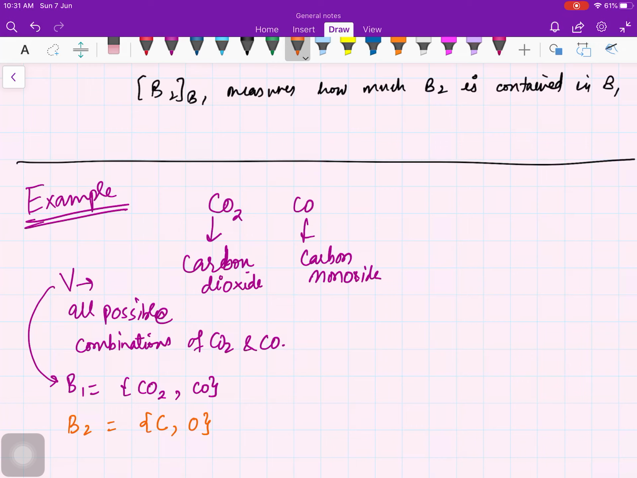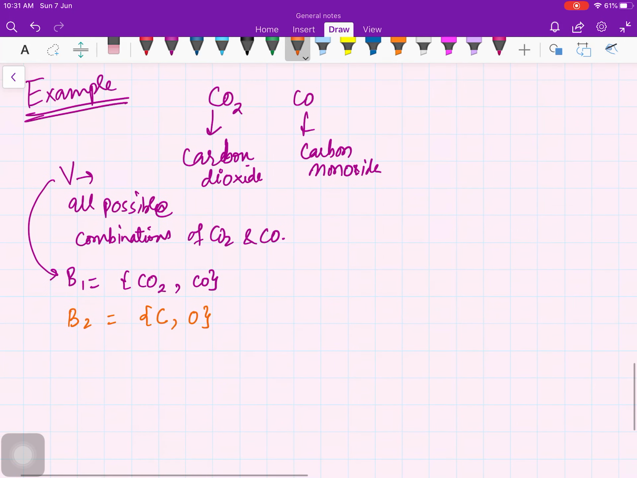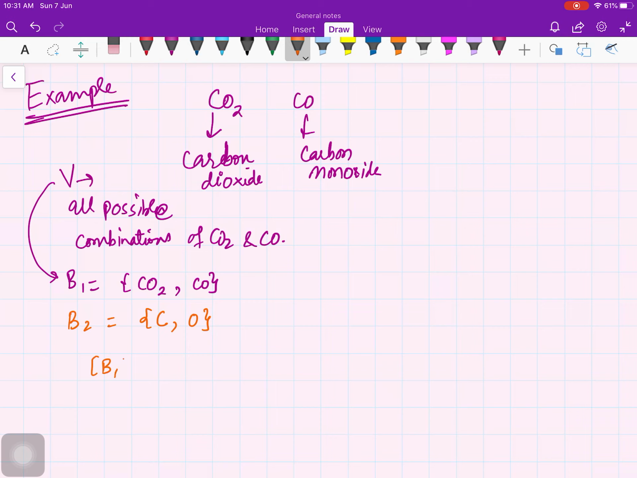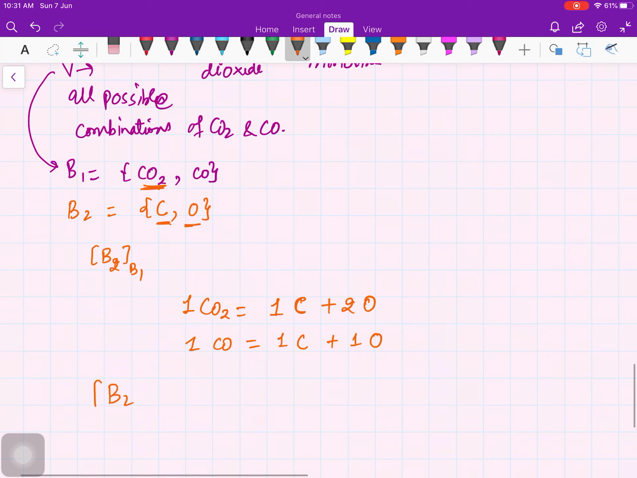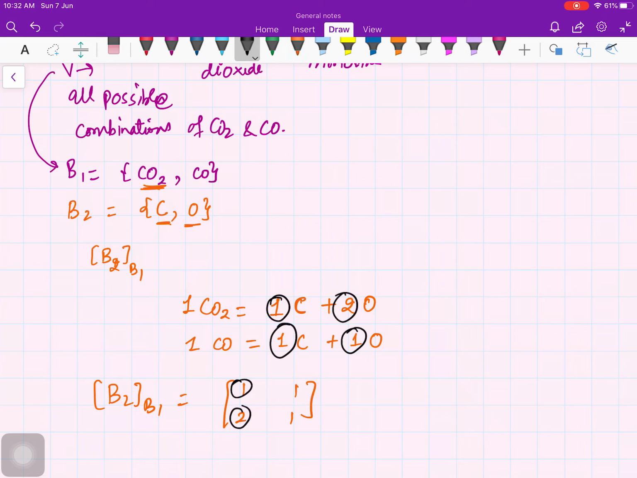So how many atoms of carbon and how many atoms of oxygen? We are ignoring all the bonds and everything, right? So if I want to go from B1 to B2, the change of basis matrix from B1 to B2 is easy. I have to write this as a linear combination of this. I know 1 carbon dioxide is 1 atom of carbon plus 2 atoms of oxygen, and 1 carbon monoxide is 1 atom of carbon and 1 atom of oxygen. So I have this matrix B2 B1 as 1 2 1 1.